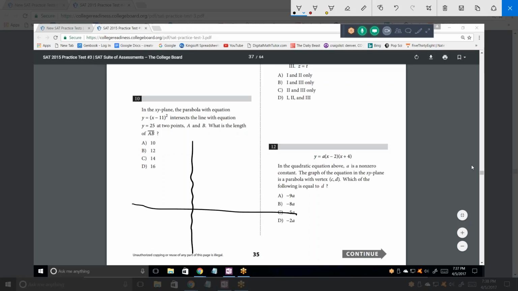Instead of the normal parabola, the vertex would be at the origin. So you put a parabola equation that intersects a line, shifted 11 units to the right. Okay, so now it's this kind of parabola, and this is at 11. And it intersects with this equation, y equals 25. They want the distance between those two points.